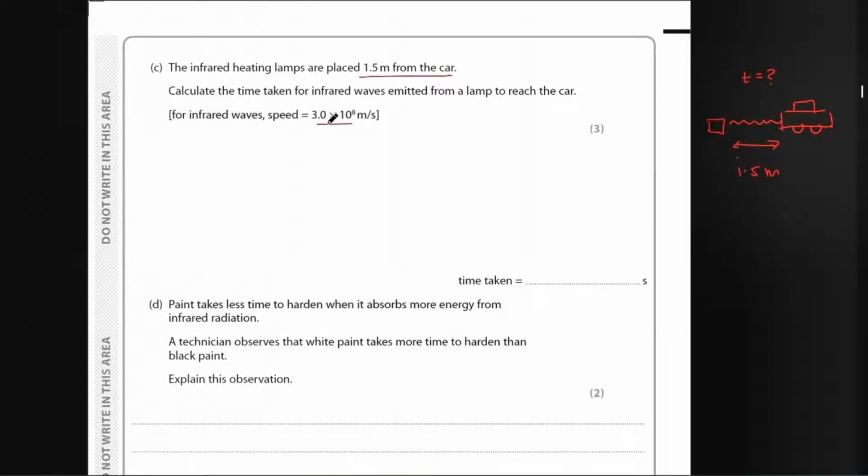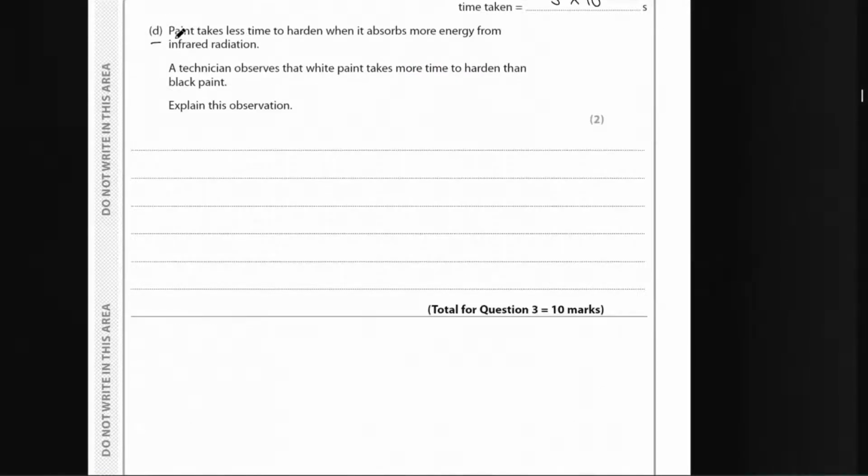We know the speed of infrared waves, so we can use the speed equation. V equals S by T. Since we know the speed and distance, we'll make T the subject. T is equal to S by V. We know the distance, that's 1.5 meters. We know the speed, 3 times 10 to the power 8 meters per second. This gives us a time of 5 times 10 to the power negative 9 seconds. That's very quick.